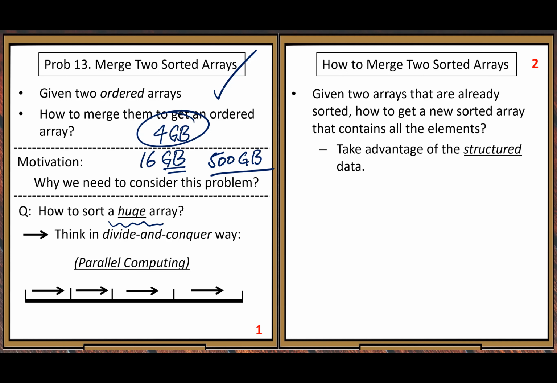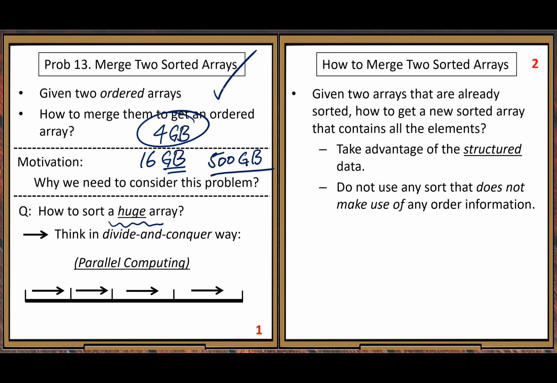Here, we want to take advantage of the structured data. What's the structured data? Two subarrays are sorted. That's the structured data. So we need to use that property, the ordered property. All right.